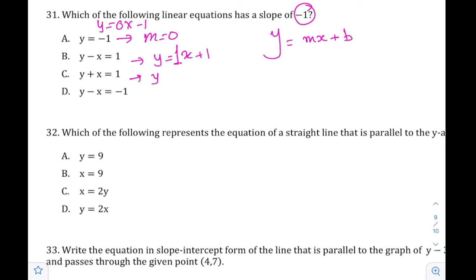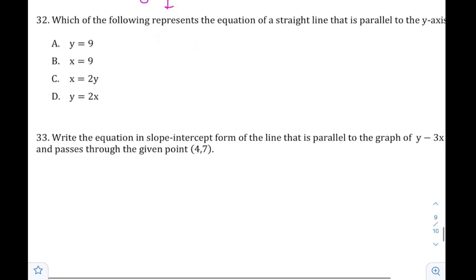If you write this, you turn the x to the other side, it will be y equals minus x plus 1. So the slope is -1. So definitely this is right. And this is y equals x minus 1. So the slope here is 1. So this is wrong. The answer is C definitely.